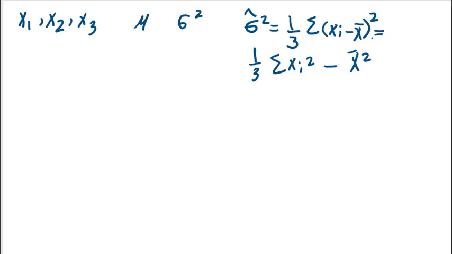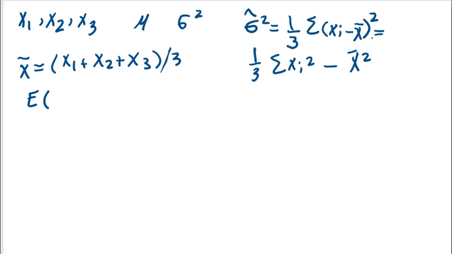Now, the sample mean estimator is x bar, and we know that x bar is equal to x1 plus x2 plus x3, in the case that we have 3 random variables, divided by 3. In this question, you will be stepped through a proof that expectation of sigma hat square is not equal to sigma square.